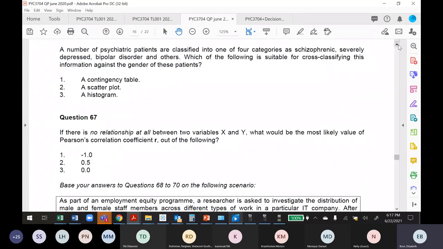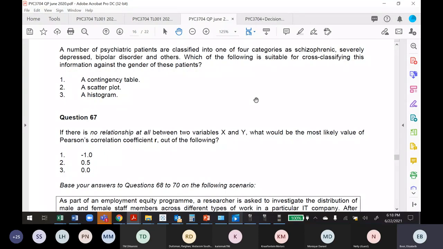You also need to know, because I can see here, I'm not sure if anyone doesn't know how to answer question 61, because I already gave you the answer. So for questions like this, you need to know the following.